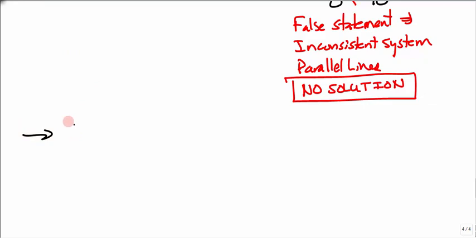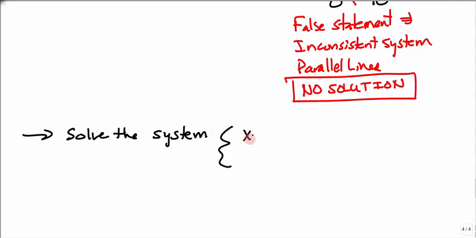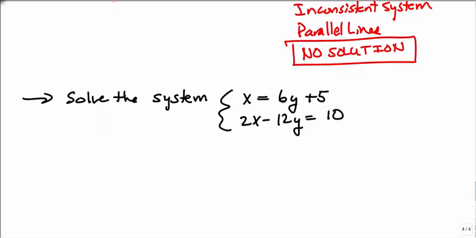Let's go ahead and solve another system. So for this one, let's solve the system x equals 6y plus 5 and 2x minus 12y equals 10. Now, when we're working with these types of setups, it's better usually to have all the x's and y's on one side and constants on the other, but this one is set up really nice for substitution.